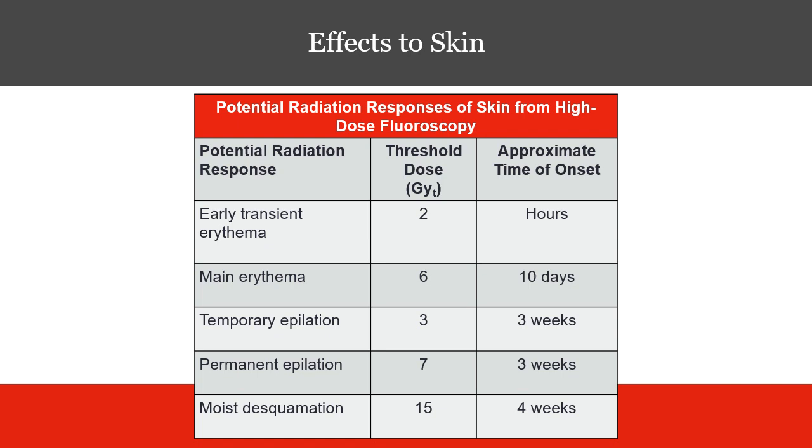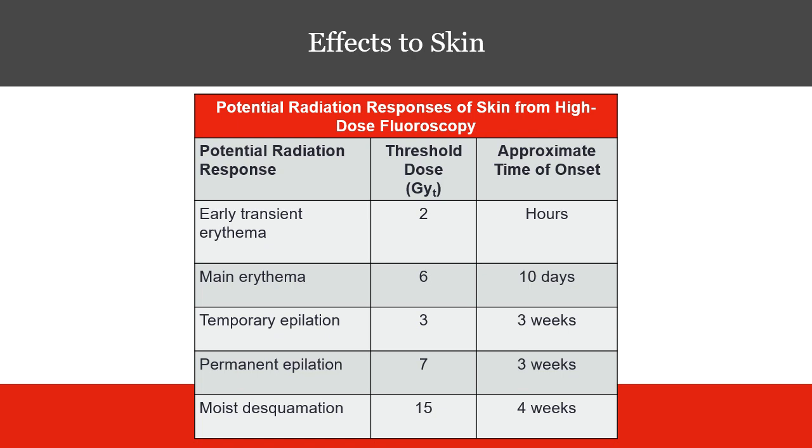A person could potentially leave a radiology room, fluoroscopic procedure, and hours from then develop the erythema. Kind of like you go out in the sun and you don't have a sunburn instantly, it happens later on. Main erythema would be where you have a severe redness, and that would take at least 6 gray for it to occur, and the onset wouldn't be for 10 days. Temporary epilation would be temporary hair loss, and that would take a minimum of 3 gray, and it takes 3 weeks to see that occur.